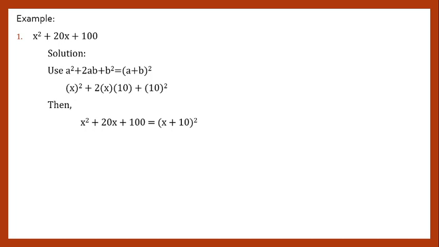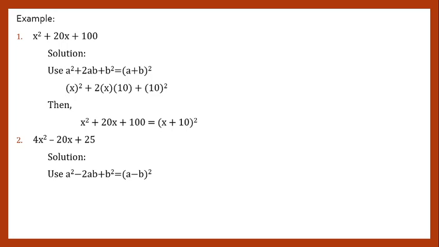Okay. So instead of x squared plus 20x plus 100, if you factor it out, we have x plus 10 raised to 2. Their quantity is squared. Okay, that would be your answer. For the second one, same process. Negative lang yung middle term. So we'll be using a squared minus 2ab plus b squared is equal to a minus b raised to 2. The quantity of a minus b raised to 2.